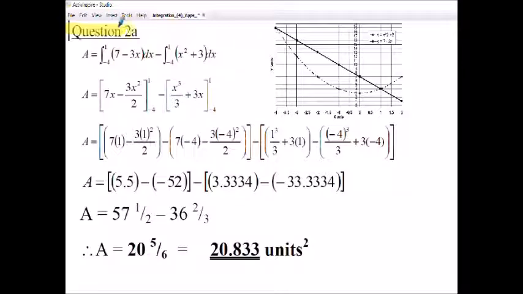Question 2a continued here. Don't forget in this question we are trying to find the area enclosed by the two lines we are given, so we need to set up the integral appropriate to finding that area. In this case it will be the 7 minus 3x integrated with respect to x between our limits of -1 and 4, and we take away the x squared plus 3 integrated with respect to x between, again, the same limits. I've kept my integrals separate here when I've determined them, but you could bring them together into one integral because the limits are the same in both cases. I'll let you work through the slide to find the area of 20.833 units squared.